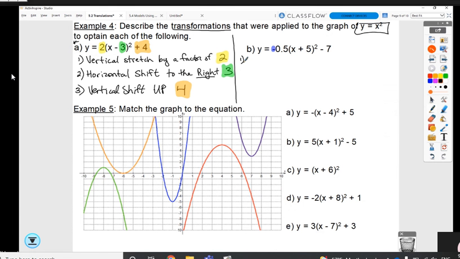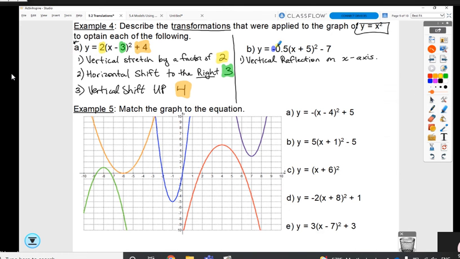Okay, I know. It's now opening down. Sure. But really what they want us to say is it was a reflection on the x-axis. So we can say vertical reflection on the x-axis. That's just that little negative there.